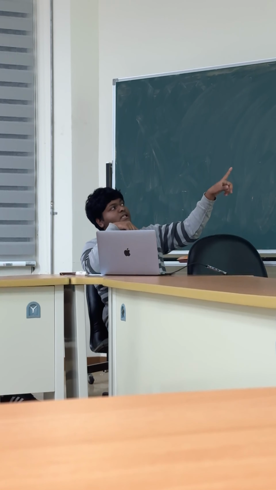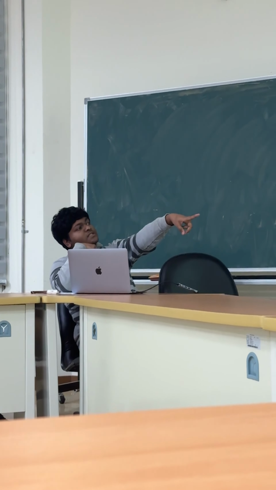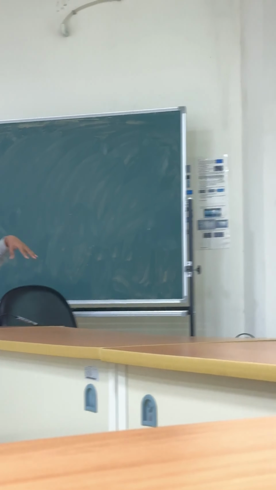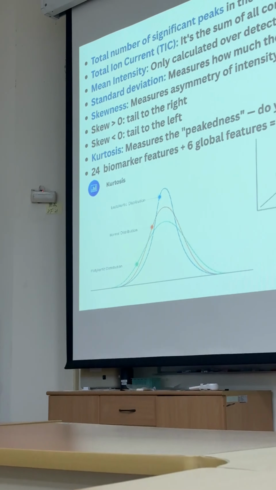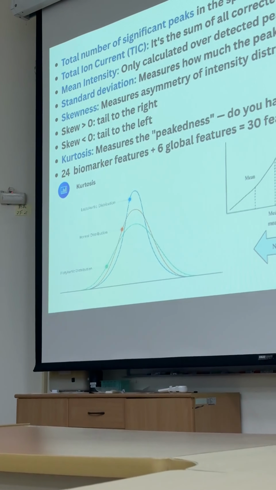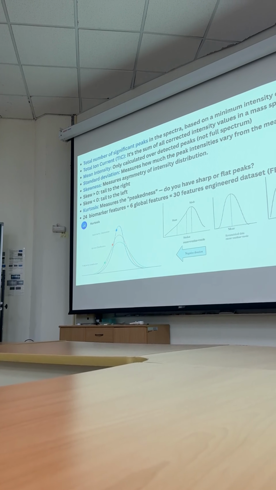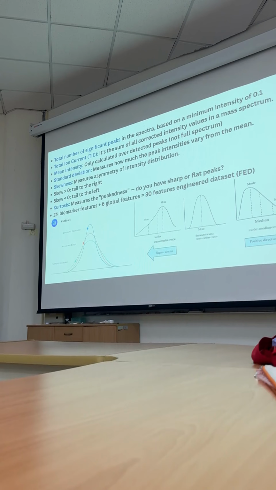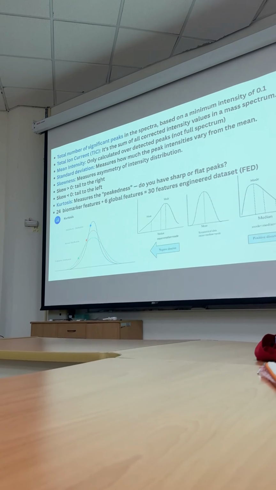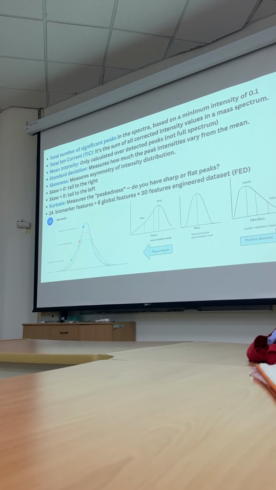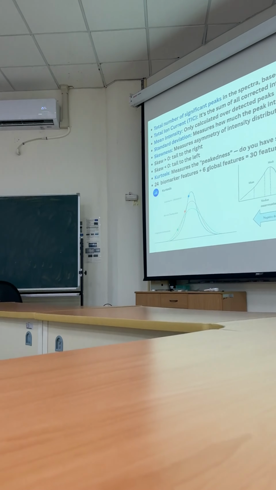skewness and the kurtosis. There you can see the skewness: the negative direction, positive direction, and the normal distribution. What it basically gives you is the symmetry or asymmetry of the intensity distribution. And the kurtosis gives you whether you have sharp peaks or flat peaks. So 24 biomarkers and the 6 features, overall 30 features. With these 30 features I have trained the model.